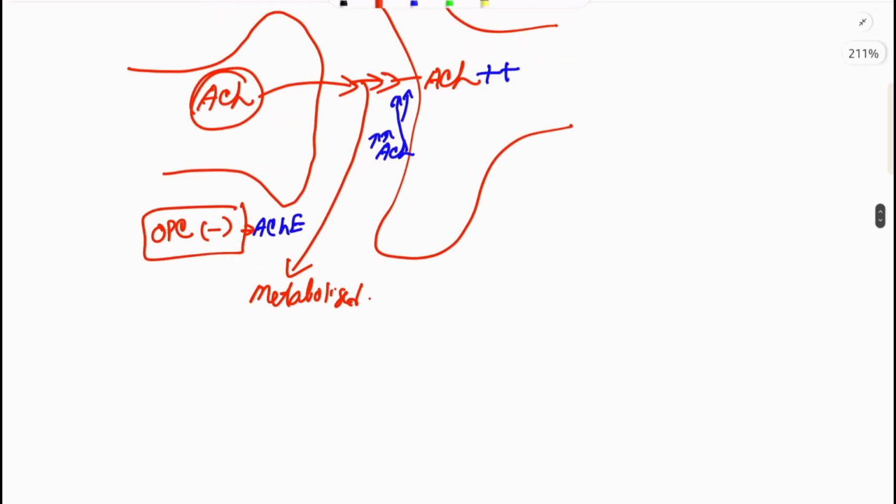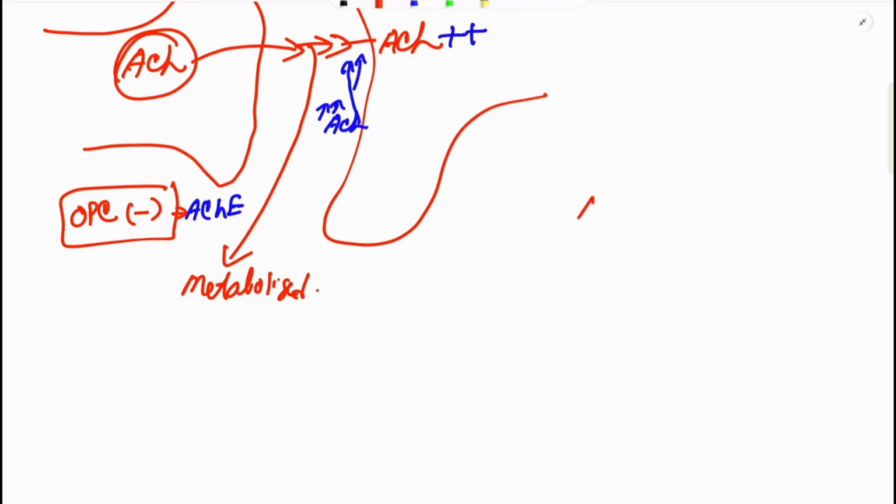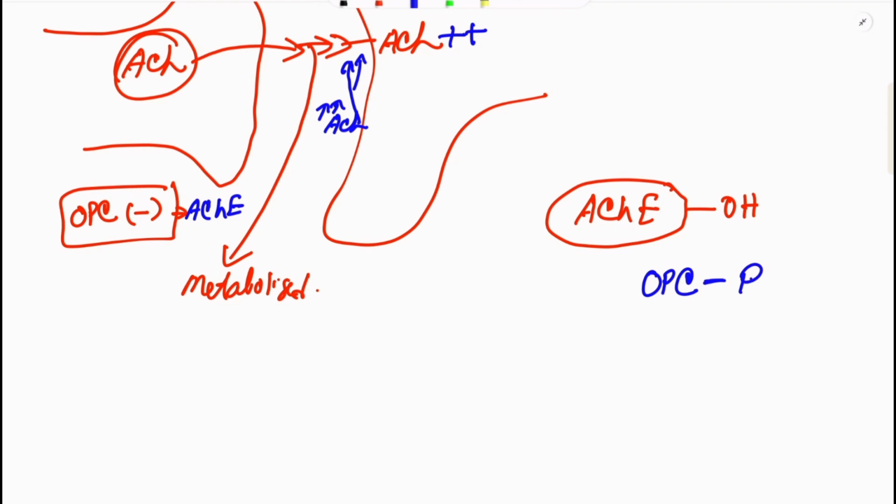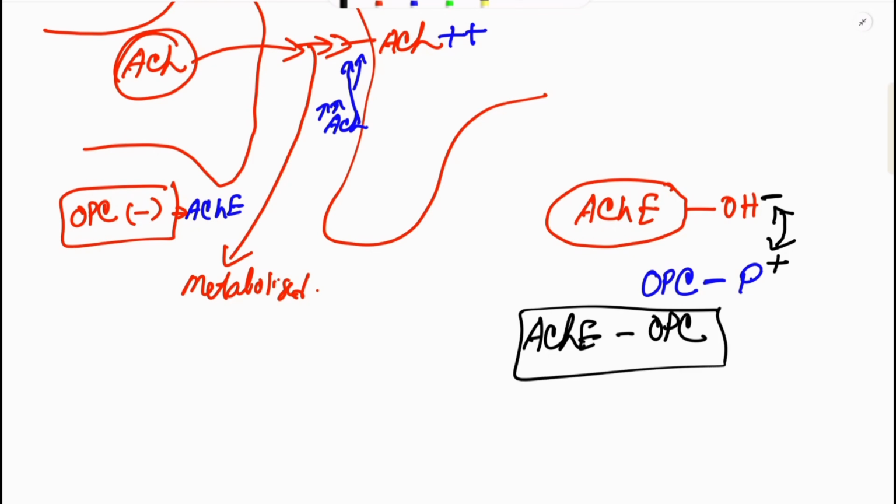Actually, what happens at the molecular stage? This is our acetylcholinesterase enzyme. It contains a hydroxyl group. And this is our organophosphorus compound, which contains a phosphorus atom. We know that the hydroxyl group is negatively charged and phosphorus is positively charged. So the organophosphorus compound and acetylcholinesterase form a covalent bond, so there is formation of an acetylcholinesterase-OPC complex. As a result, acetylcholinesterase gets permanently inhibited. So there is permanent stimulation of the parasympathetic nervous system.